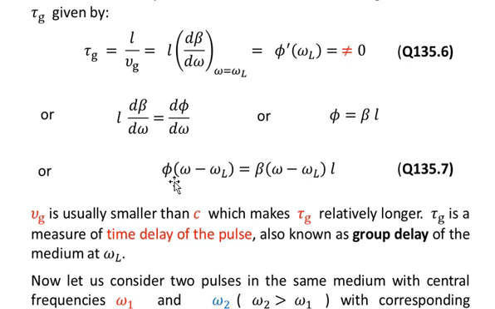So either you can read it as phi is a function of omega minus omega L, or if you even assume that this factor has been multiplied on both sides, that is phi multiplied by omega minus omega L is equal to beta multiplied by omega minus omega L, then times L, this would also be correct. So under both these conditions equation 7 can hold.